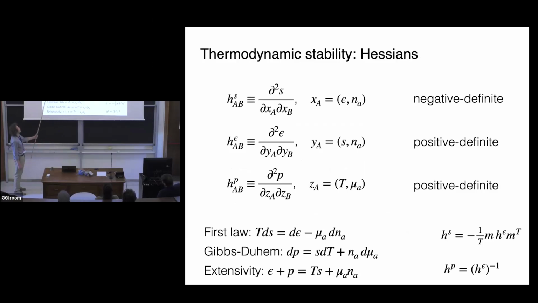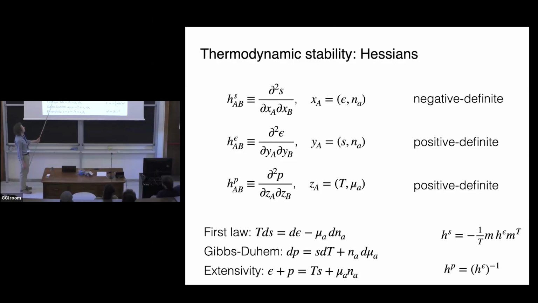So if you look at the second derivative of entropy, this Hessian of entropy, it is the second derivative of entropy with respect to the arguments that entropy naturally depends on, which would be energy. So this would be the density of entropy: at fixed volume, infinite volume, the density of entropy, density of energy, density of charges, or you can think about these charges as different species of particles. And so this Hessian would be negative definite.